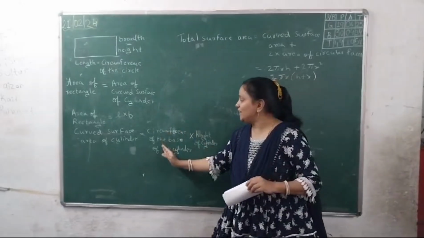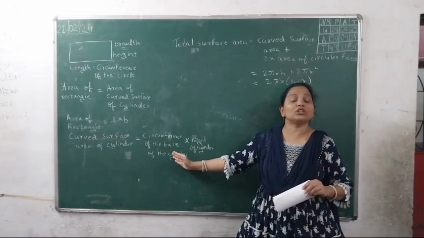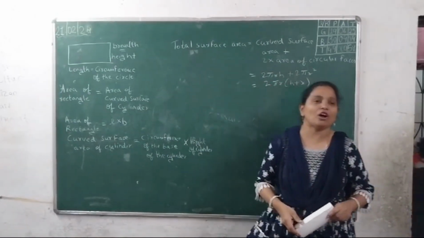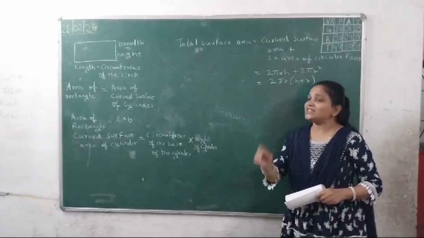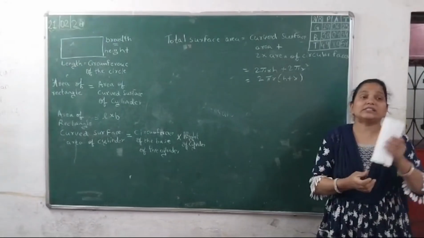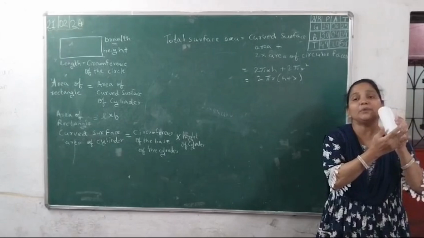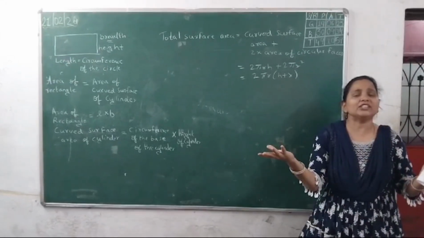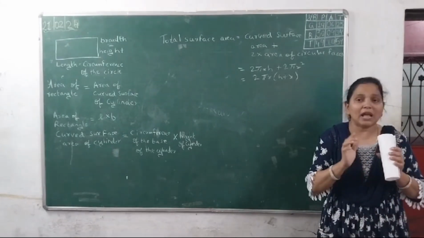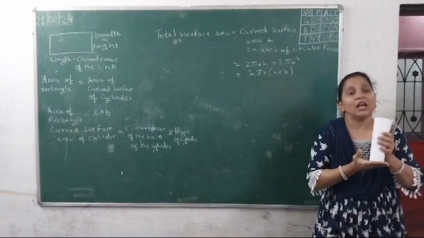Now with the help of this curved surface area formula, we will also try to find the total surface area of a cylinder. Total surface area means what? There is a cylindrical shape, plus this cylindrical shape will have two lids, one lid above and the other lid below. So here we want the curved surface area plus the area of one lid and the area of the other lid.